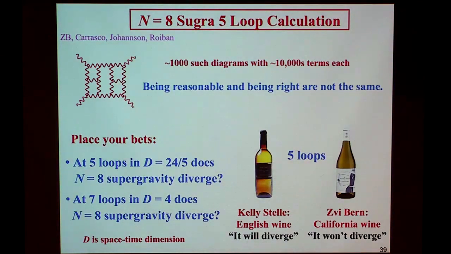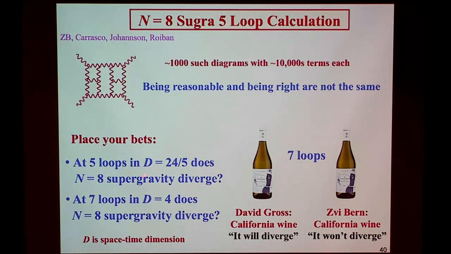Okay, so me being an unreasonable person, I decided it was a good opportunity to make some bets. So the first bet I have: at 5 loops in 24/5 dimension, does n equals 8 supergravity diverge? I'm from California, so I put up California wine. My friend Kelly Stelle, unfortunately, lives in England, so he put up some English wine. And he says it will diverge. I say it won't diverge. I also made another bet with David Gross.